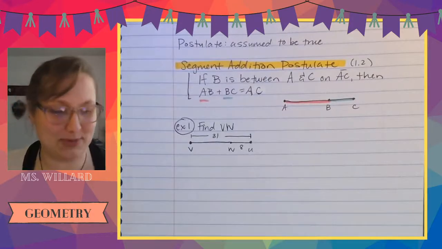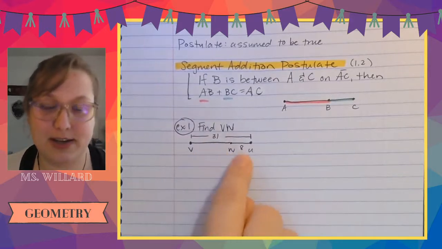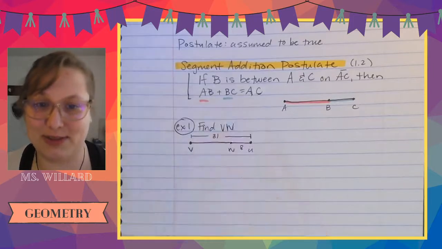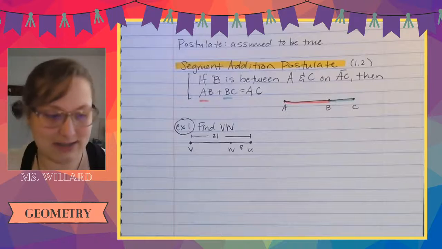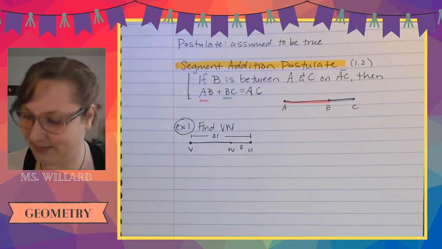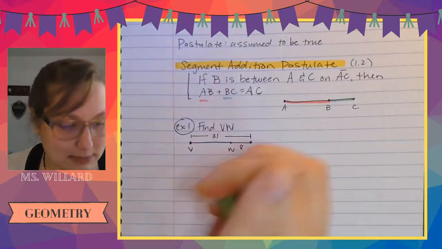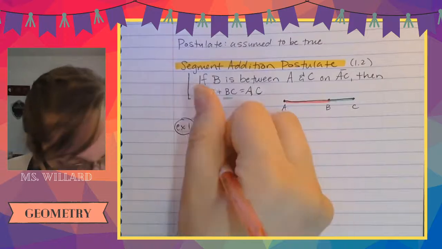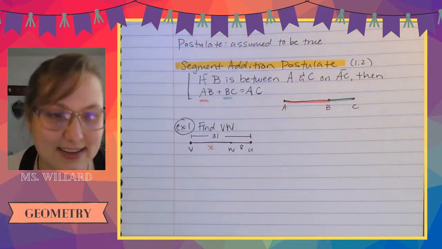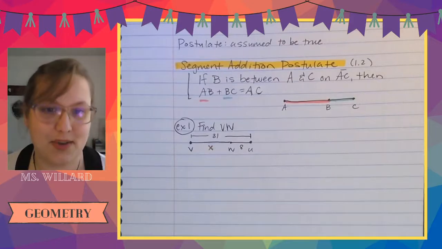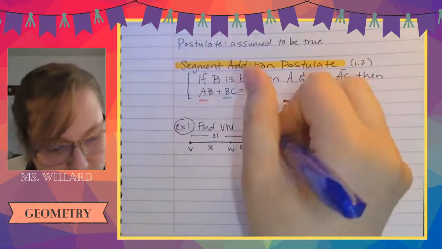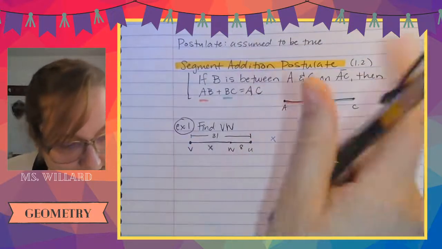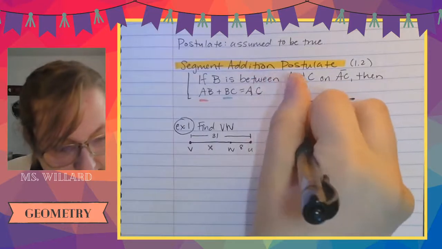Ta-da! In this first example, W is between V and U. So we can use the segment addition postulate, which says that this section plus this section equals the whole. That's all it says. So we're going to set up an equation. So for right now, V to W, let's call it X. You can't read that. Let's do a different color. Let's call it X in blue. So what we know from the segment addition postulate is that X plus 8 is going to equal 31.